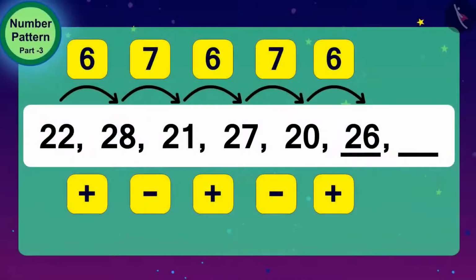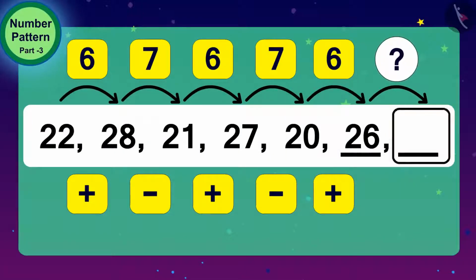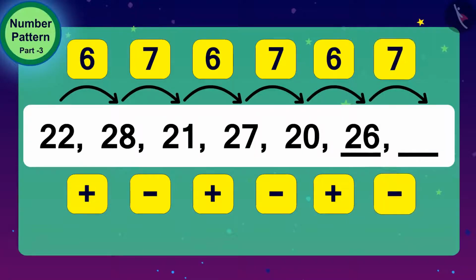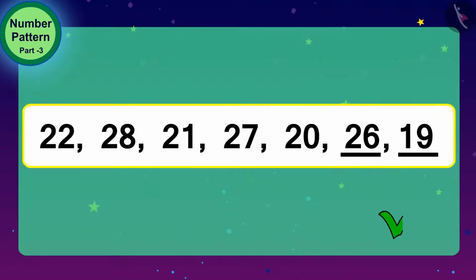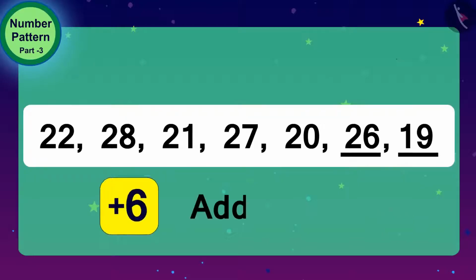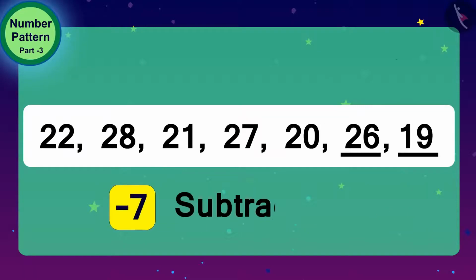26. And now what do we have to do to fill these other spaces? Yes, we have to subtract 7 out of 26. 7 less than 26? 19. Here we completed this number pattern perfectly by using the process of addition and subtraction.